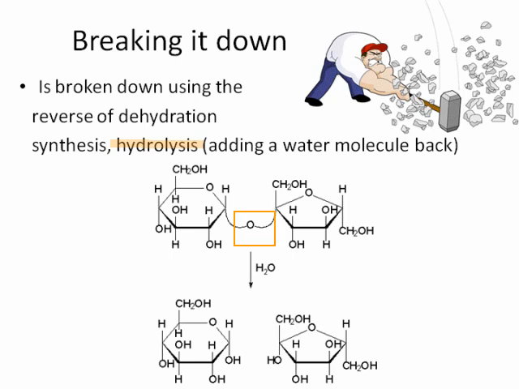There's the oxygen that was used to bond these two monosaccharides together, forming the disaccharide. And when we add water into the system, we end up splitting the molecule. You can see that we've recreated a hydroxyl group there. We've recreated a hydroxyl group there. Nothing to bond onto.